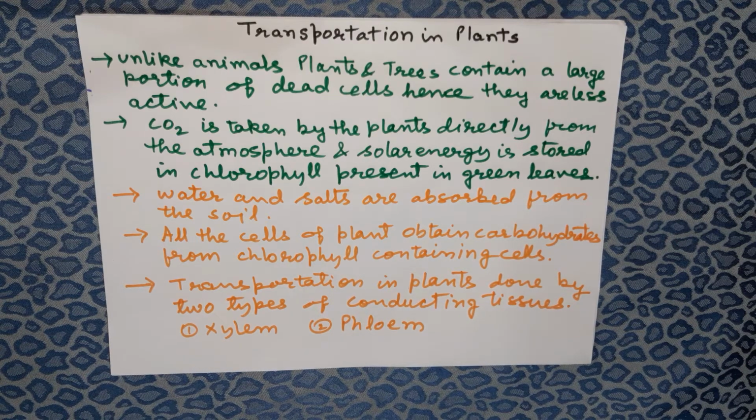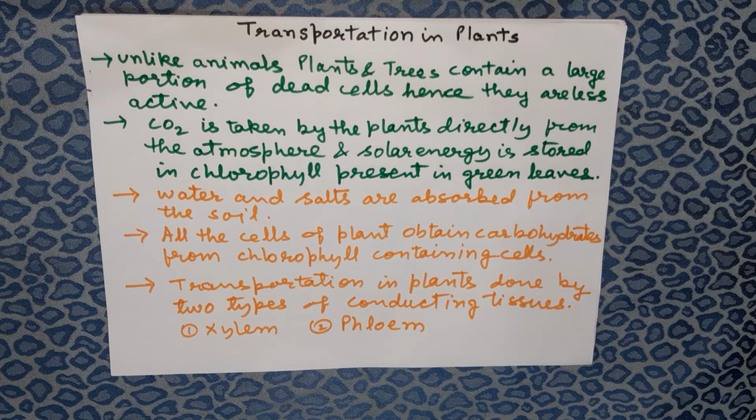Now all the cells of the plant obtain carbohydrates from chlorophyll containing cells. Means the whole plant will get the food from green leaves only, which contain chlorophyll.